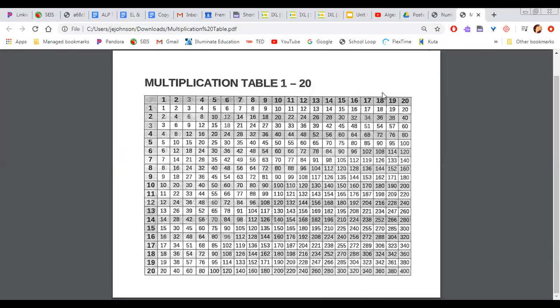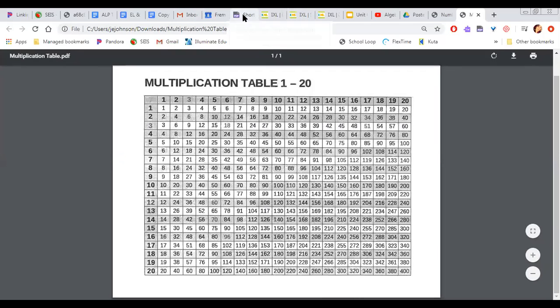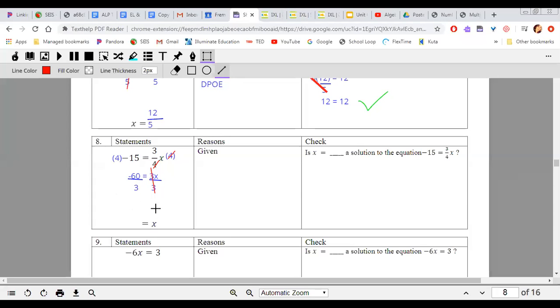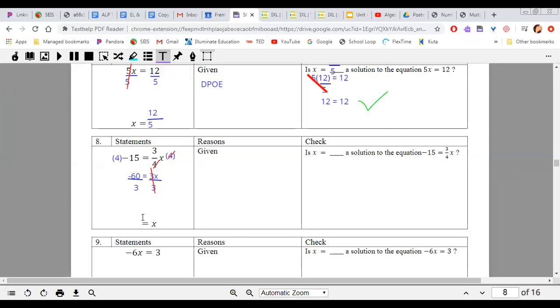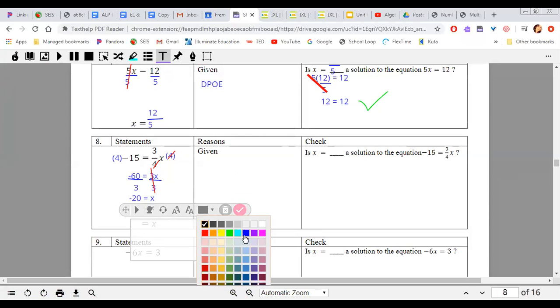20. All right. Oh, and I have a negative. So is it going to be positive 20 or negative 20? Negative 20. All right. So rewriting this for people who want to see it cleaned up first. Negative 20 equals x. Everything's nicely lined up. So put my answer over here. Negative 20.